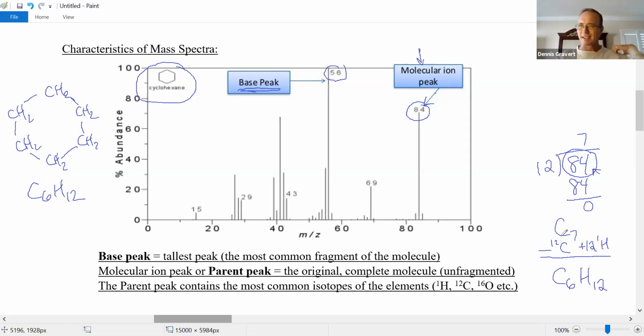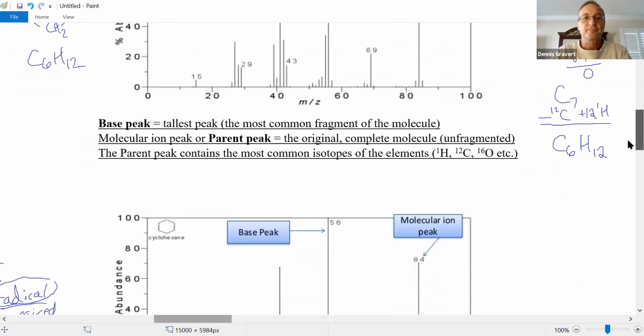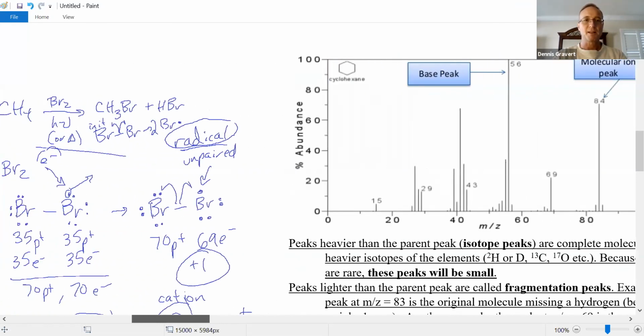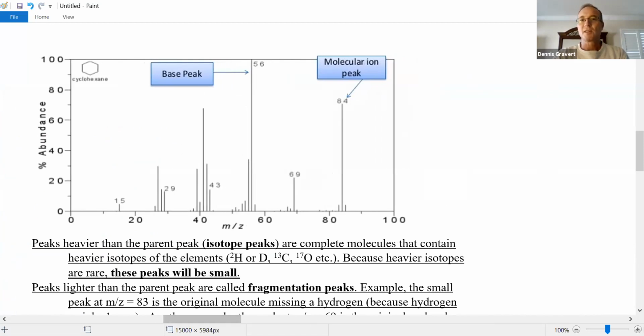And if things go sideways, like this doesn't make sense, go back and check your math. All right, what about those pieces, right? The radical and the cation, I've got over here on the left side, talking about molecules falling apart. All these other peaks are the fragmentation peaks. So peaks lighter, with less mass than the parent, are all pieces of the parent, the pieces of the original molecule. They're fragmentation peaks. That's what all these are.